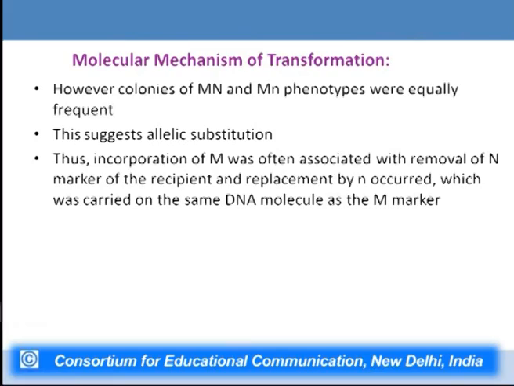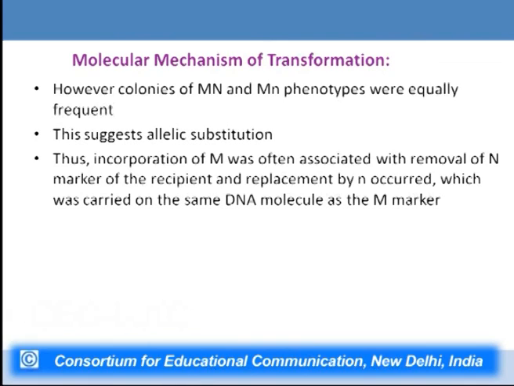In a second experiment, capital M and small n was used to transform a small m and capital N recipient, and the M marker was selected as a phenotype. If addition occurred, then the genotype would be either capital M, small m and capital N, or capital M, small m, capital N and small n, both of which would display the N phenotype. But it was seen that colonies of both capital M and capital N and capital M and small n phenotypes were present. This suggests that there is allelic substitution, there is no insertion or partial diploid condition during transformation.